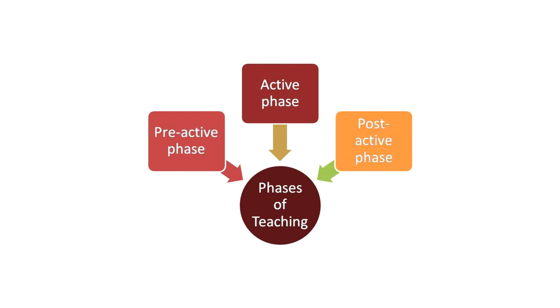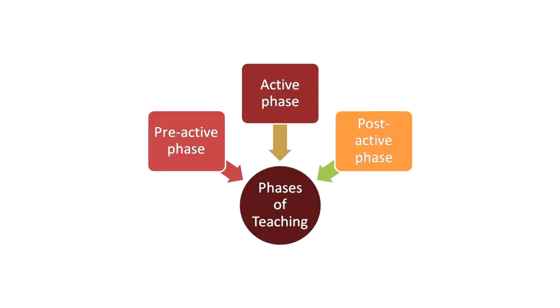So let us see what the different phases of teaching are. The first one, the pre-active phase. What is happening in the pre-active phase is that the teacher is selecting the content, what type of activity should be there, what type of teaching aid should be there. All these things are considered in the pre-active phase. And during the active phase, what is happening? How the selected things are going to be implemented in the real classroom situation.